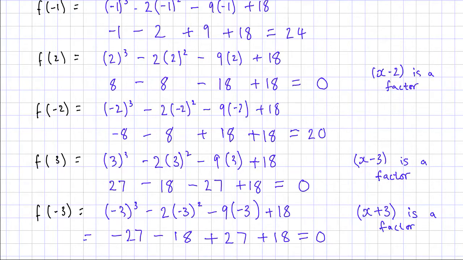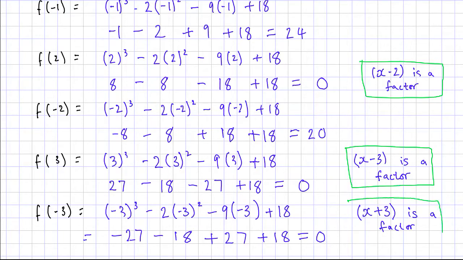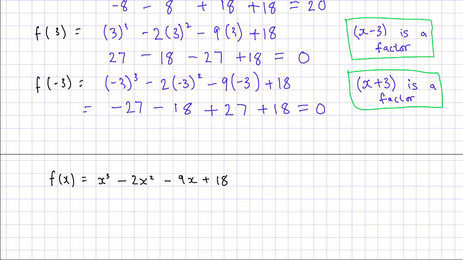So now I have 3 factors here. I have x minus 2, x minus 3, and x plus 3 as factors. So I can write my expression again. So this can be written as x minus 2 times x minus 3 times x plus 3. Actually, you might want to multiply this out and see if we actually get this. Okay, but this is what we found.